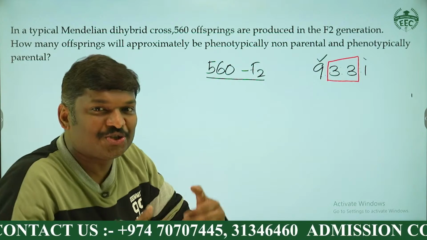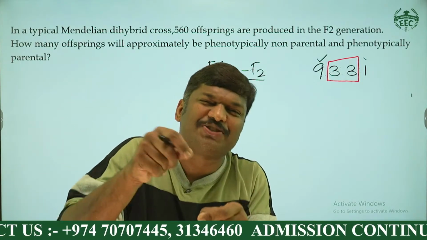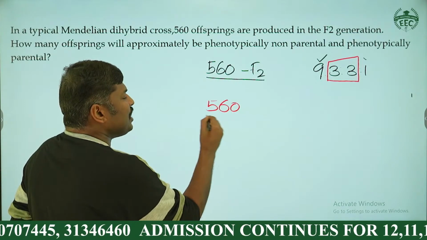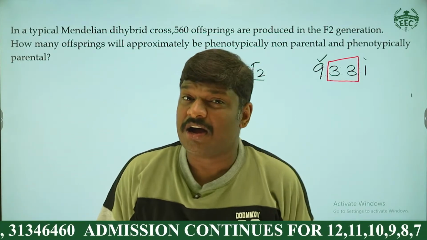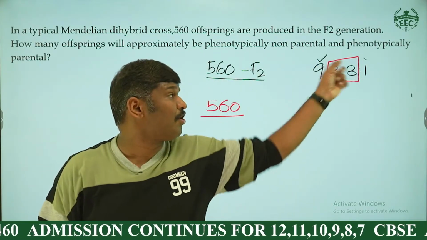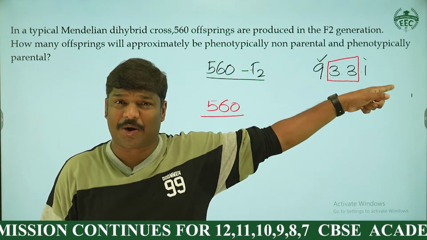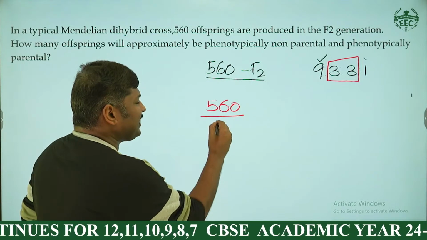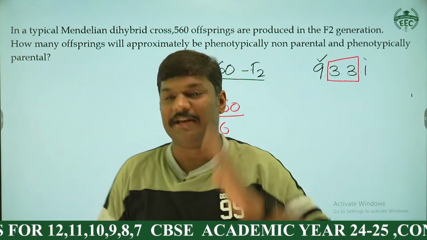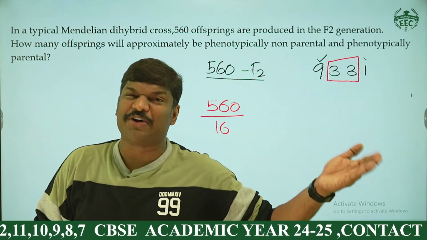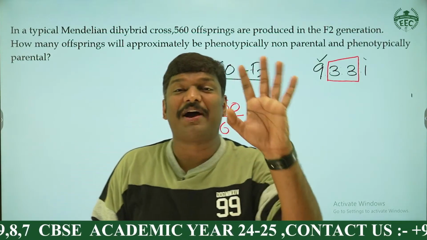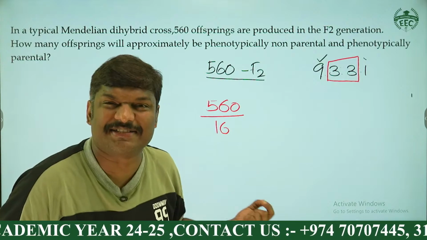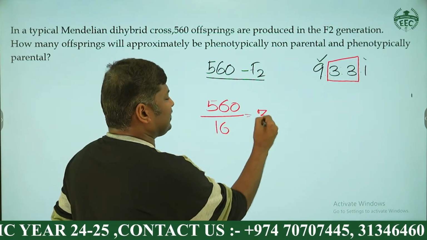Okay, so first of all, we should get the idea about how to solve the problem. If the question is 560, first of all, how many phenotypes are there, my dear student? There are 4 different phenotypes, 9:3:3:1. At the same time, how many boxes are there in F2? 16 boxes, so 560 divided by 16. Because if it is a monohybrid, you have to divide it by 4, because there are 4 boxes. And here 560 divided by 16 is 35.